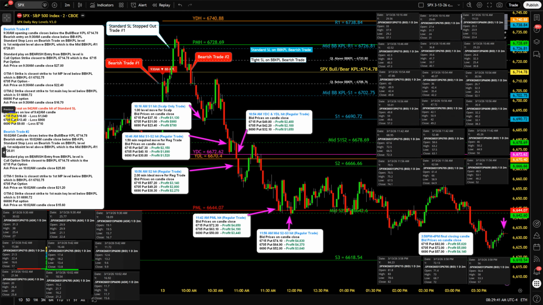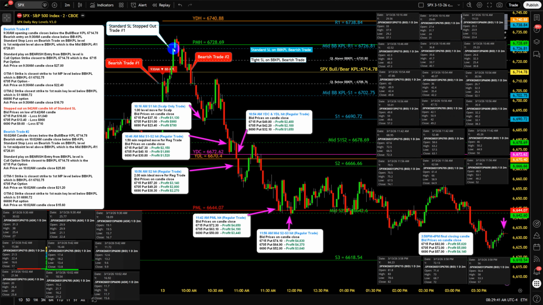On this one, the 67.15 put was stopped out at 16.60. So that is the low price of the 9:42 a.m. candle. So we're going by the worst case scenario that's possible within this stop out candle, which is this one here.